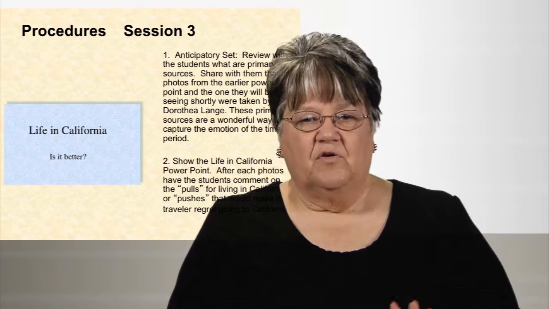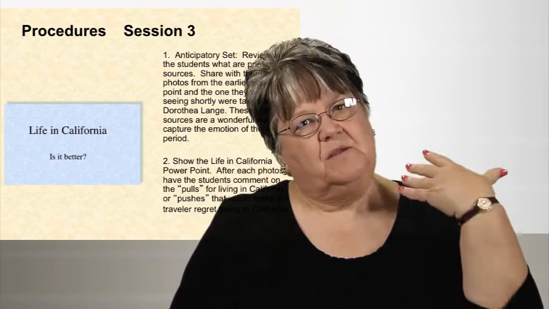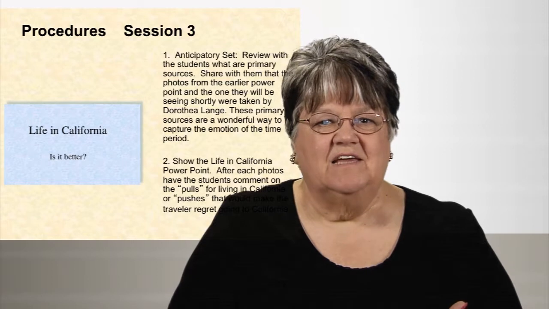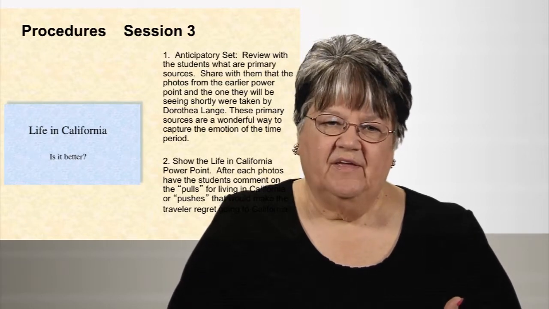And after each photo, you're going to have the students comment on any pushes and pulls that they see in the different photographs. So let's look at the first one. The first one is California. Now, they've talked about sunny California. It doesn't look so sunny right now. So one of the pulls, if we just look at the photo and don't know anything more, well, obviously the family's there, so family would be a pull. Keep your family together. Another pull might be that they have a place to live.